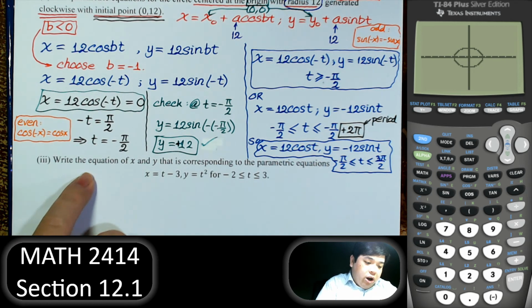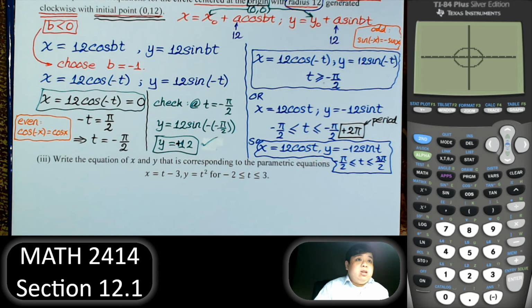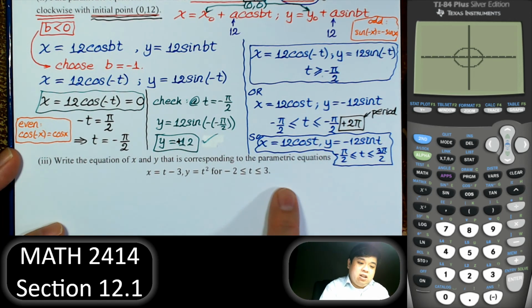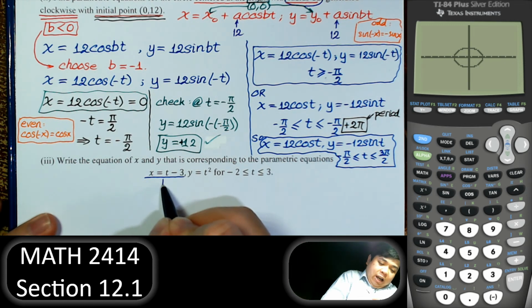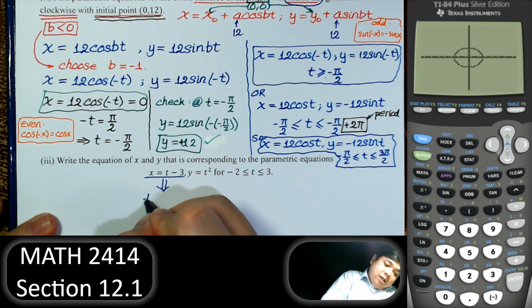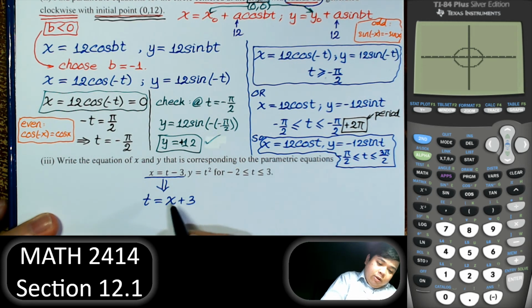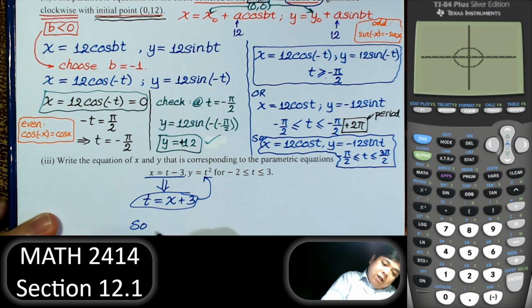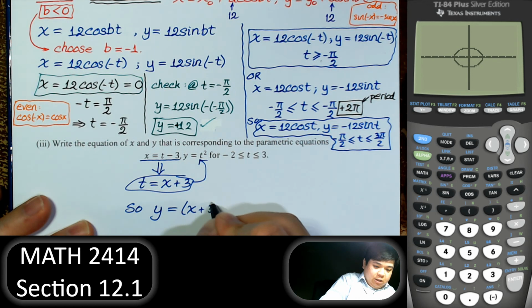Right. Write the equation of x and y that corresponds to this parametric equation. Now after that, it will be easy. We have an equation like this, so we can choose either x or y to be t. Now if I choose this and solve for t, it will be x plus 3. And we just substitute that in here. So y equals x plus 3 squared.